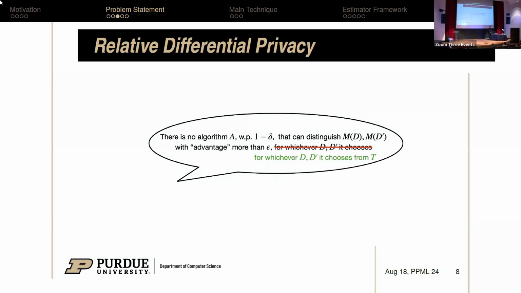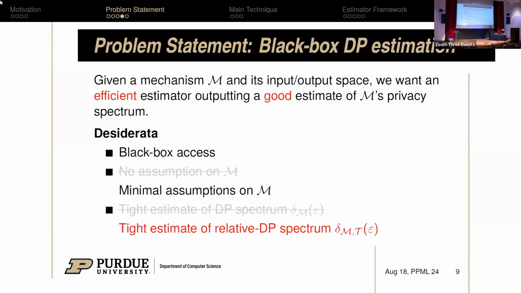It's basically the same as DP, where the only difference is that we require the distinguisher algorithm A here to only pick its favorite neighboring database pair from a chosen set T. This is to capture the reality that usually the domain expert only has a few data sets at hand. So we think it's a reasonable way to circumvent the impossibility. And then the thing we can achieve is to have a tight estimate of the relative DP spectrum.